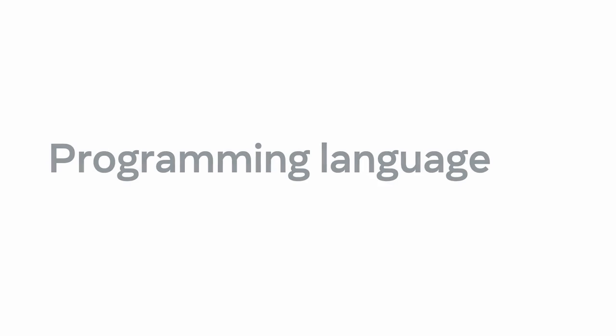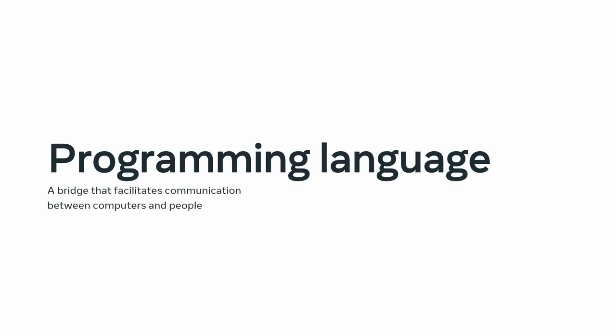Programming is simply the process of writing the steps a computer needs to take to complete a certain task. To program these instructions, we use programming languages. A programming language is sort of like a bridge that we use to facilitate communication between computers and people.